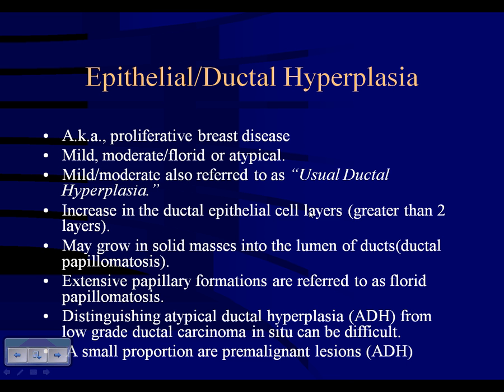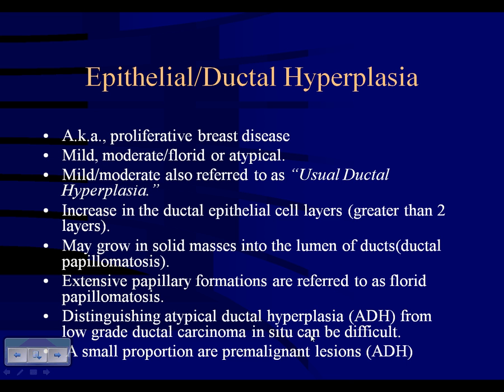And we say that because it usually doesn't indicate a significant increased risk for the patient. Again, what happens is that you tend to see more cell layers lining the ducts, greater than 2, because you can have up to 2 normally. Anything more than that indicates hyperplasia. You'll get some solid masses growing into the lumens of the ducts that sometimes form papillary structures. But the important thing is to make sure there's no atypia.